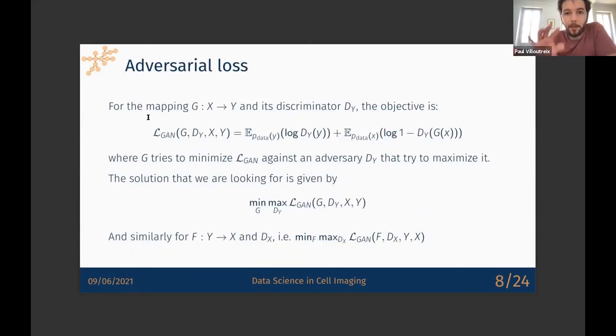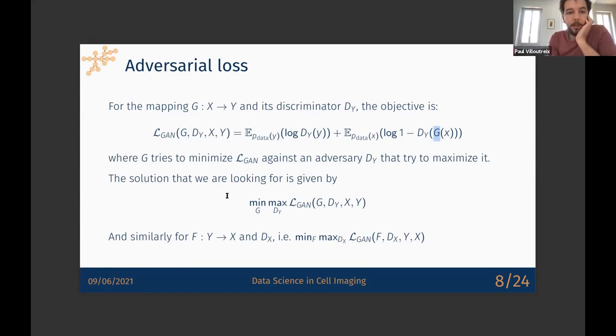So if we take mapping by mapping, the first mapping J will be learned, or at least there will be the first constraint, which is the constraint of a GAN, a generative adversarial network, where you try to find J that is optimal and that minimizes this loss, which is composed of the log of a discriminator that tries to tell if the data is from its own domain, plus the loss that tells you if the data is coming from the other domain and has been translated.